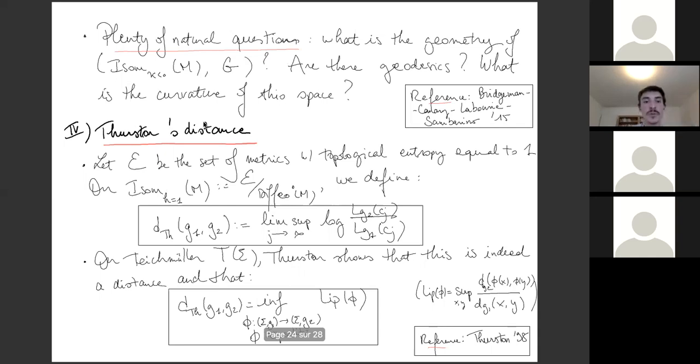All right. So everything here is very conjectural for the moment. The second thing I wanted to talk about is called Thurston's distance, and it's also linked with Teichmüller theory, as we're going to see. For that, I need to restrict myself to the set of metrics with topological entropy equal to 1. So I'm looking at the moduli space of isometry classes of metrics which have topological entropy equal to 1. And we define what's called the Thurston's distance between two metrics or two isometry classes, which is the lim sup of the log of the ratio of the two marked length spectra.